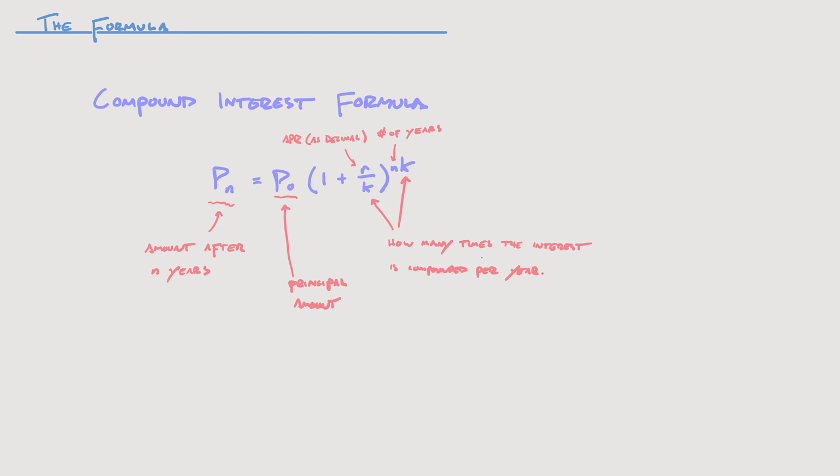R is your APR, your rate as a decimal. So if it's like 5% interest, annual interest rate, AIR sometimes is another acronym for APR, then you'd use 0.05. All right, so that's the formula. Let's look at some examples.